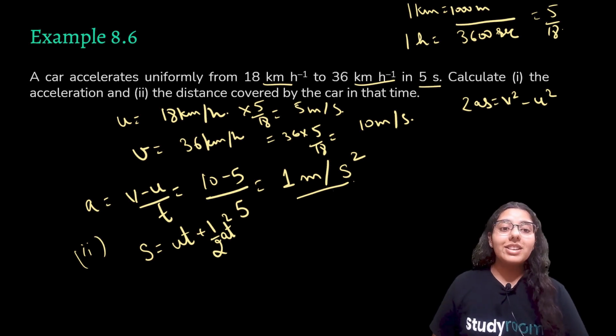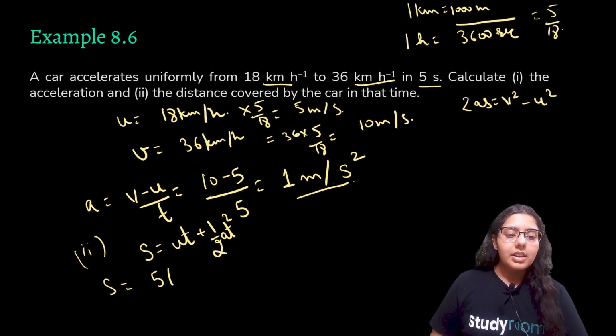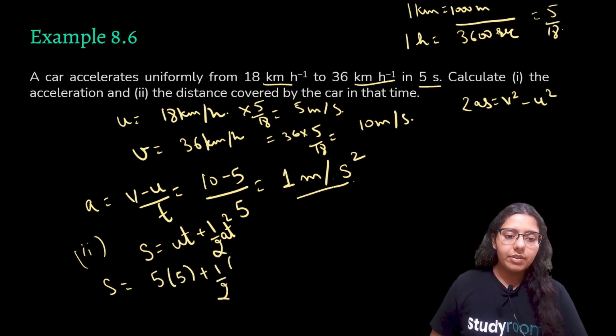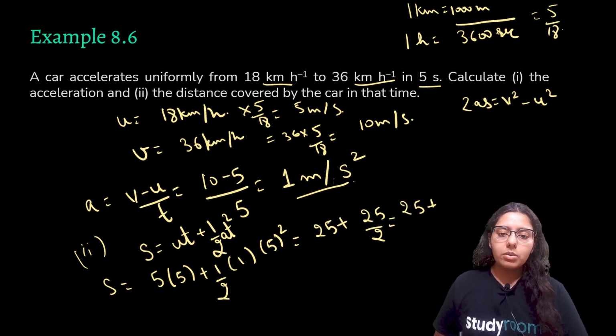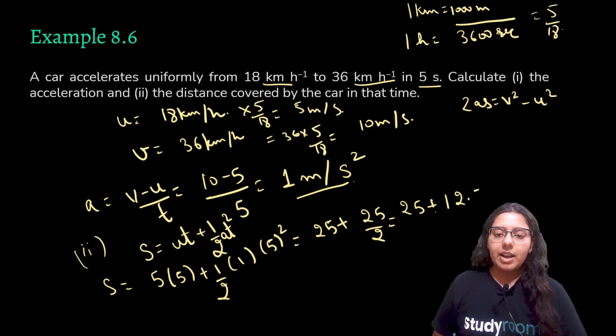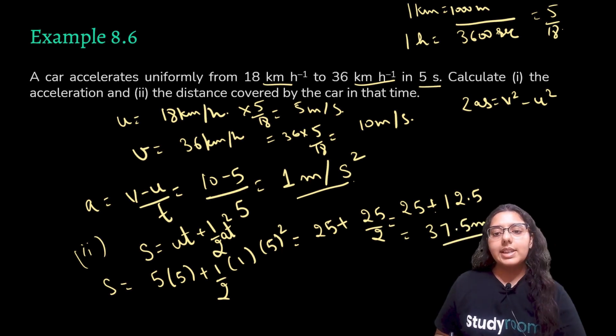So firstly through this, your s is equals to ut, 5 into time which is 5, plus half at square, again 5, right? This is 25 plus 25 by 2. This comes to be 25 plus 12.5, and this is how much? 37.5 meters, right?